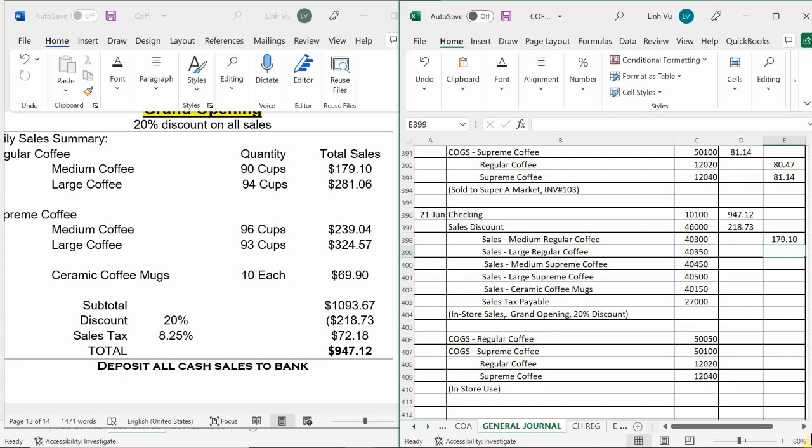No. You were right the first time. We're looking at regular coffee now. Large regular coffee, it's 281.6 cents. Okay.